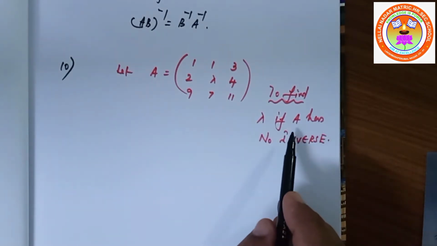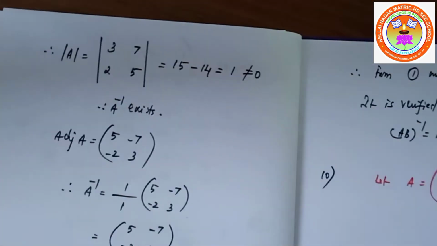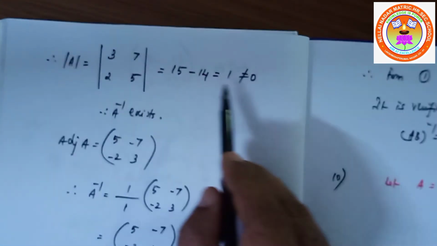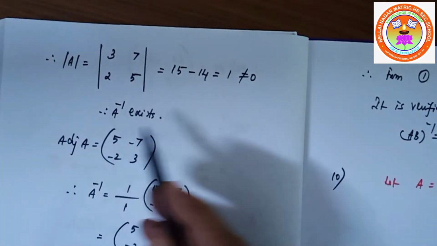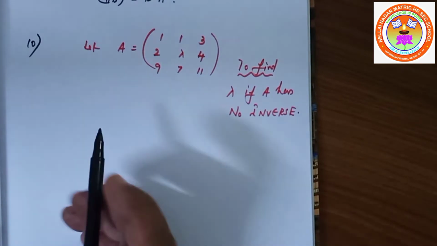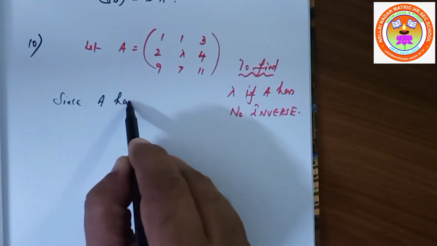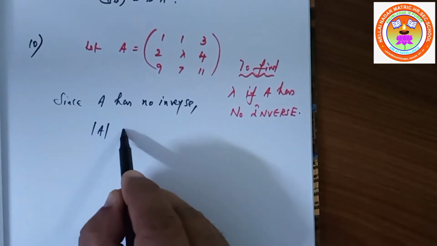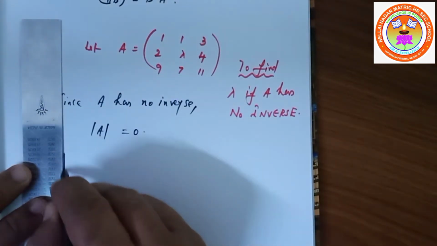This is a condition. The matrix A has no inverse. Already we have seen in the previous problem also. Look at that. If A inverse exists, it means the condition is determinant of A is not equal to 0. Here no inverse means determinant of A is equal to 0. So write the result here. Since the matrix A has no inverse, determinant of A is equal to 0. This is a condition. Now we write the determinant.